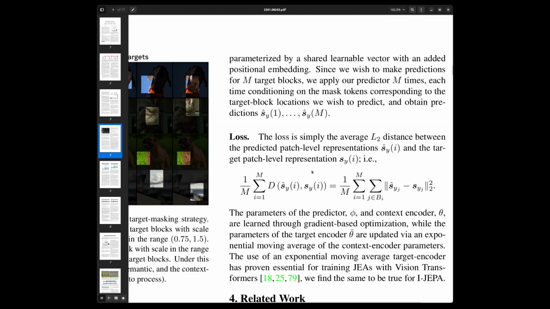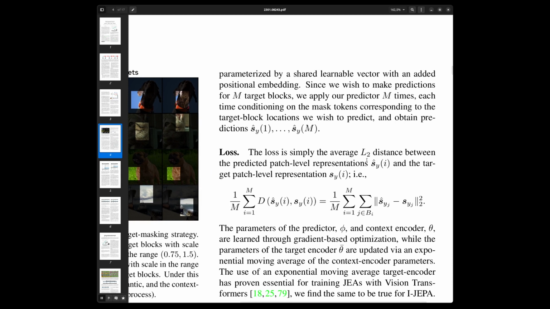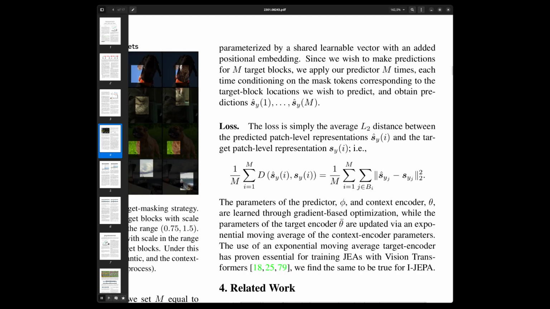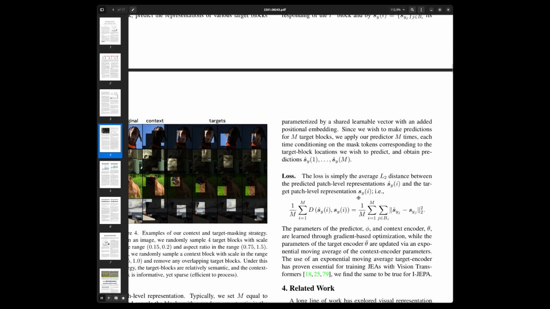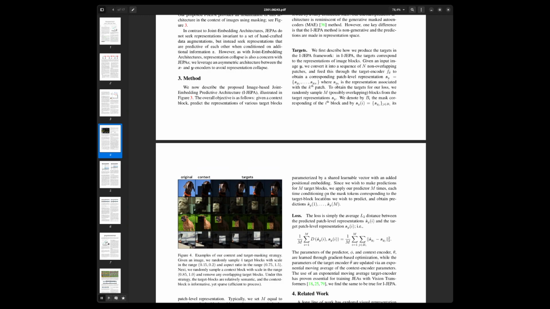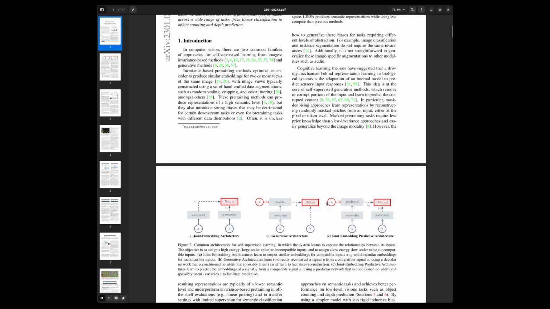Then we have the loss, the average L2 distance, which is straightforward. The parameters of the predictor phi and the context encoder theta are learned through gradient-based optimization, while the parameters of the target encoder theta hat are updated via an exponential moving average of the context encoder parameters. So this was the whole method. It's interesting because it's a mixture between the invariance approach and the generative one, and the Z is the key to having this mixture between the two approaches.